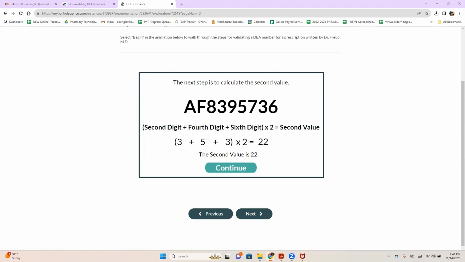So the next step is to calculate the second value. We are going to take our second digit, which is 3, our fourth digit, which is 5, and our sixth digit, which is 3, and we're going to add those all up and then multiply it by 2, and we get 22. So I'm writing that down as well. And I suggest doing that if you have a little scratch paper next to you, just so you can draw all of the relationships together and really know what we're talking about.